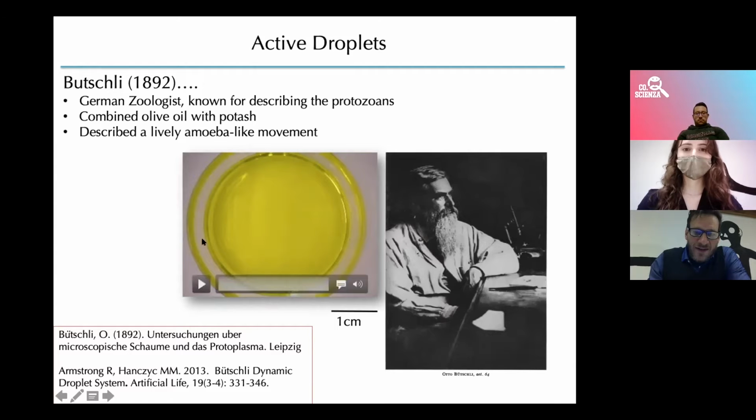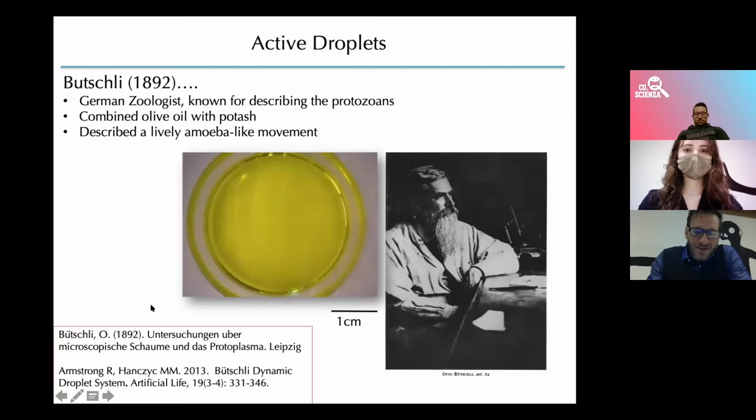And so what he did was made a dish. You're looking down at a dish that's a few centimeters in diameter here, with fresh olive oil in it. And what he added to it was water mixed with potash. And potash are the remnants of what you have when you burn wood. And it's high in potassium, so that's where the name potassium comes from, potash, and particularly potassium hydroxide, which is a strong base.